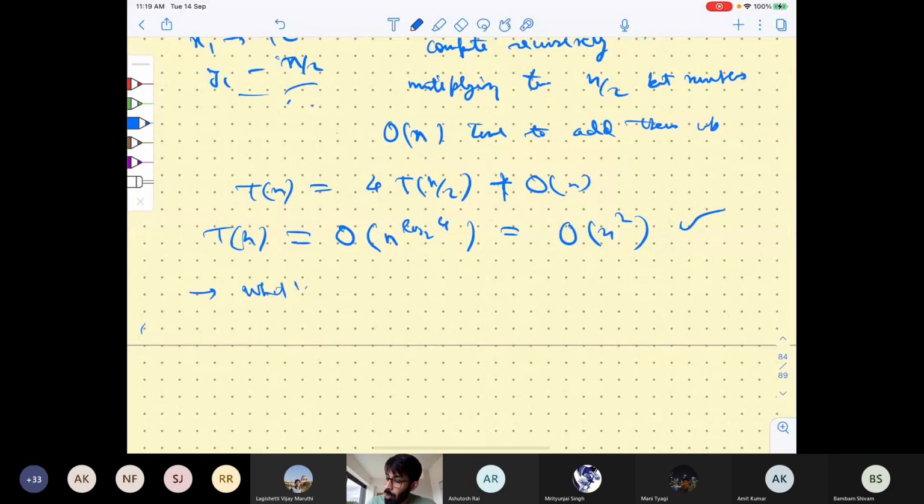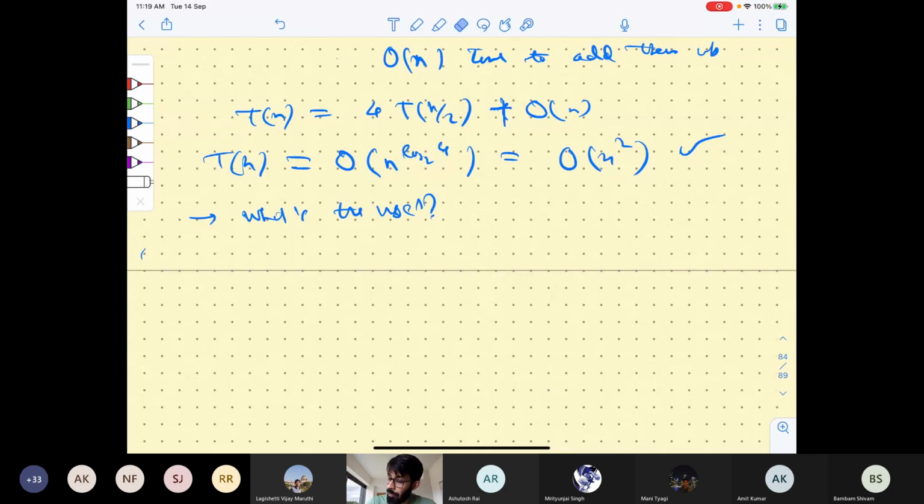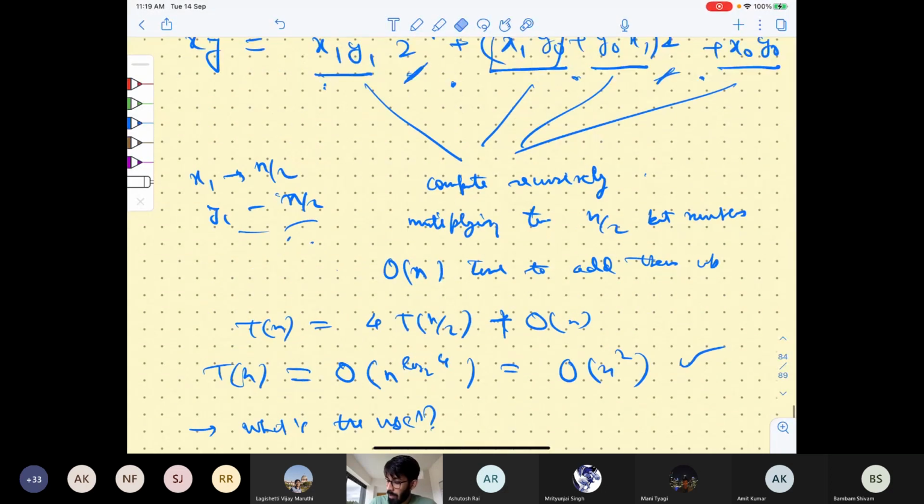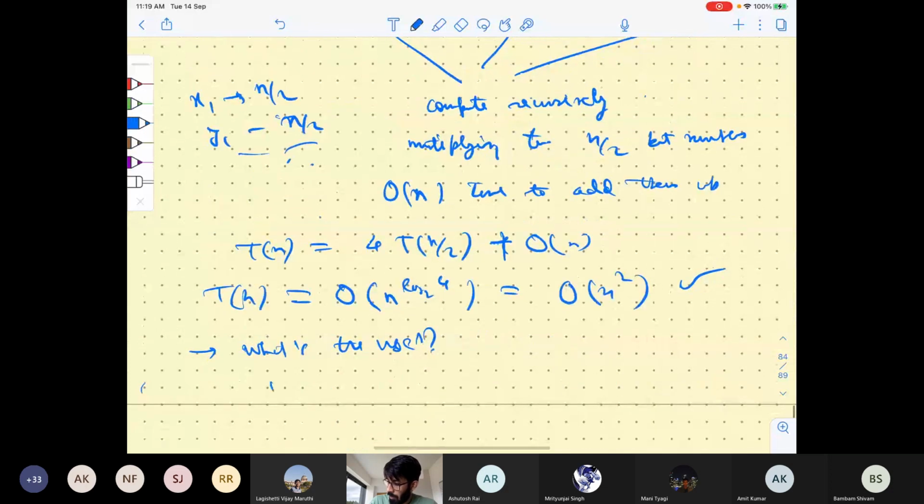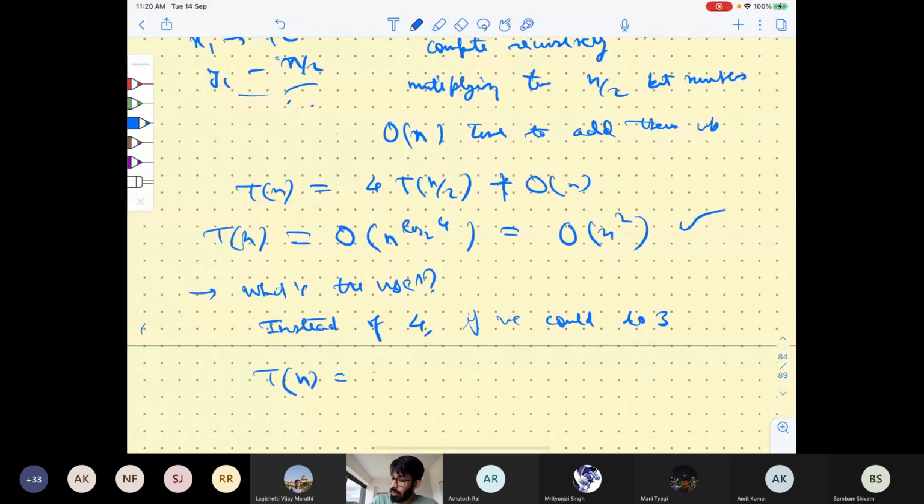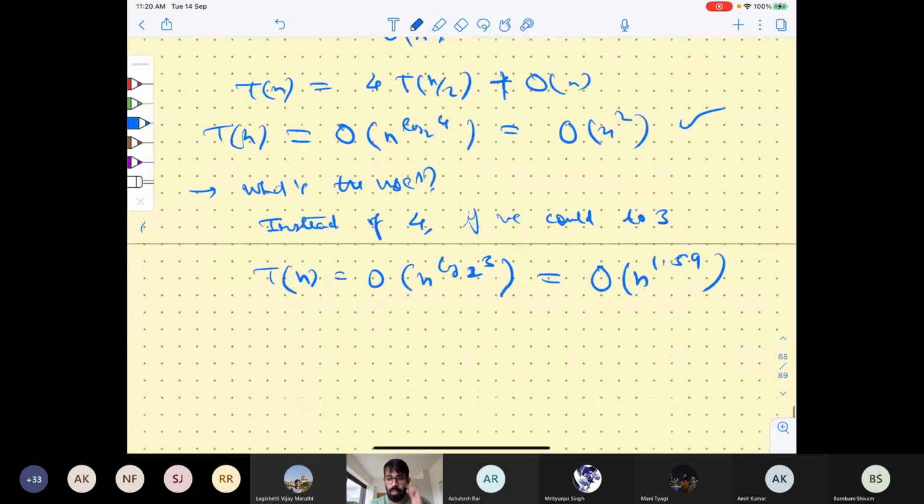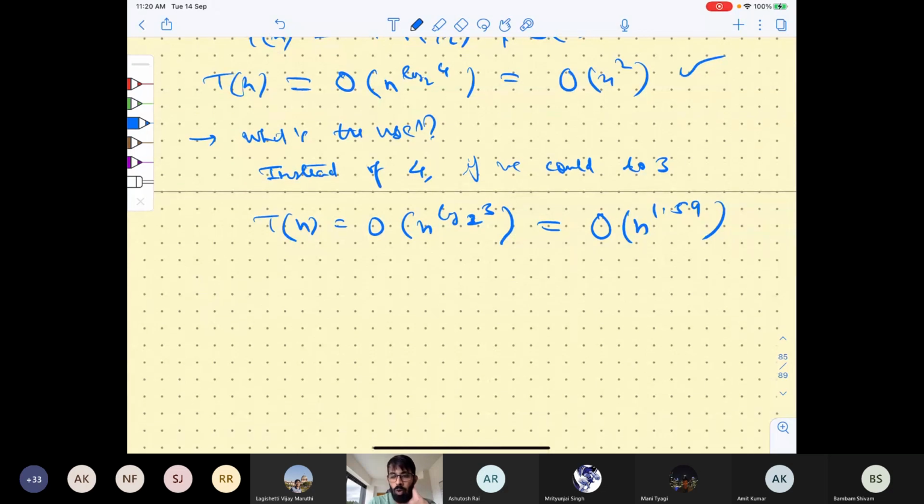So actually, what we would like is this: instead of 4 recursive computations, if we could do 3 recursive computations, then the running time we would get would be T(n) equal to order n to the log base 2 of 3, and that will be better. We had seen that that is 1.59. So how do we do it with just 3 recursive calls?